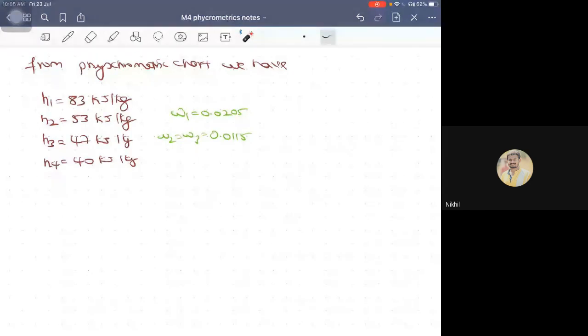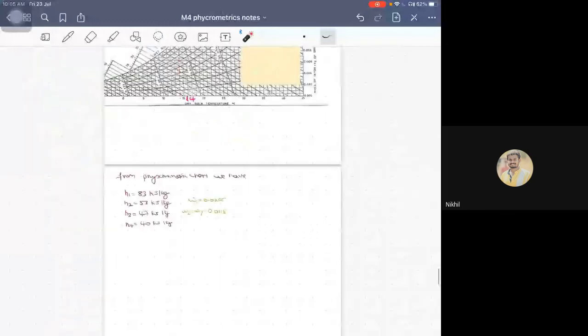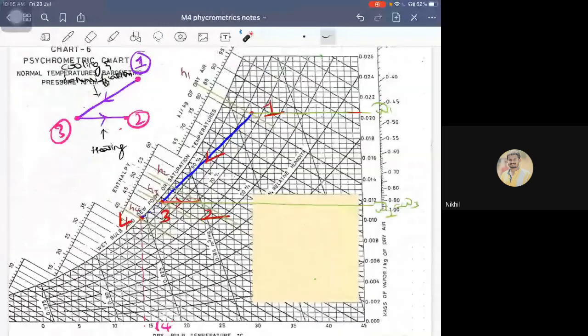Clear? Yes, sir. Okay, now make sure by the next class everyone has the psychrometric chart printouts with you, because on that only you have to work or try to plot all this, then only you'll come to know. So make sure you get the printouts for the next class.